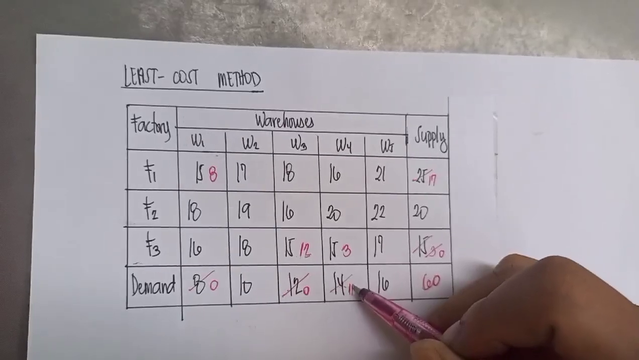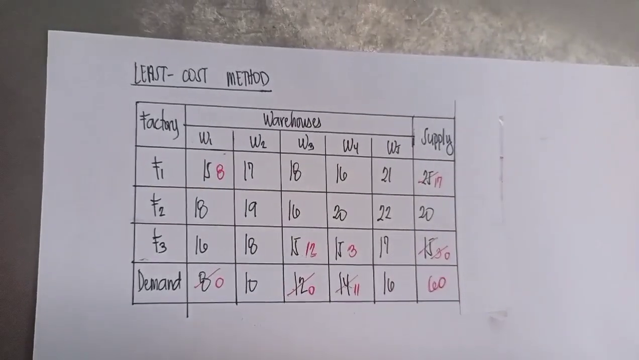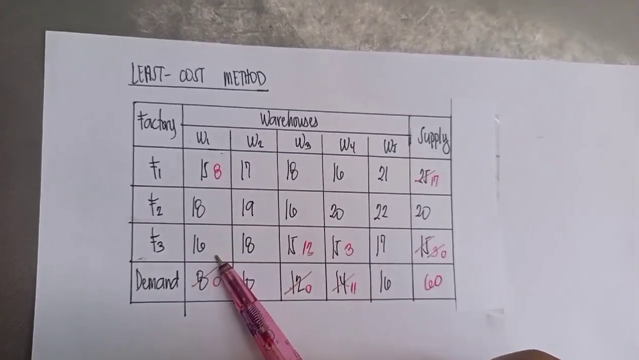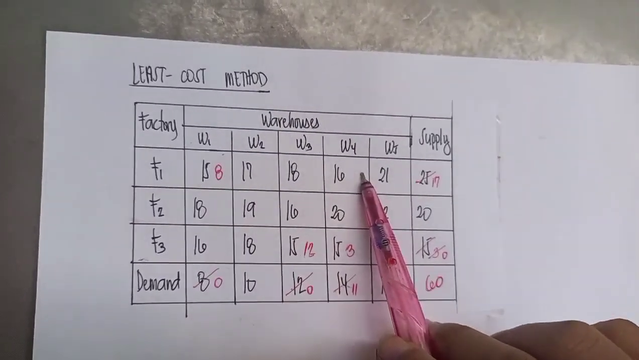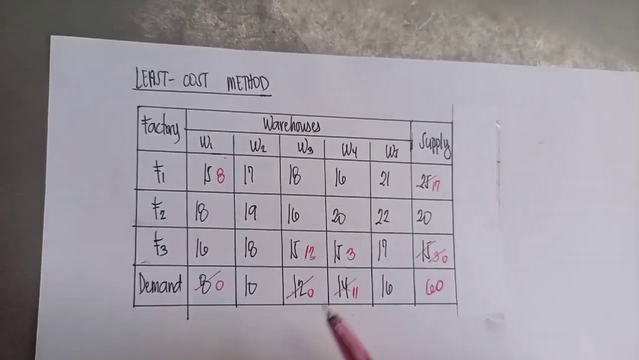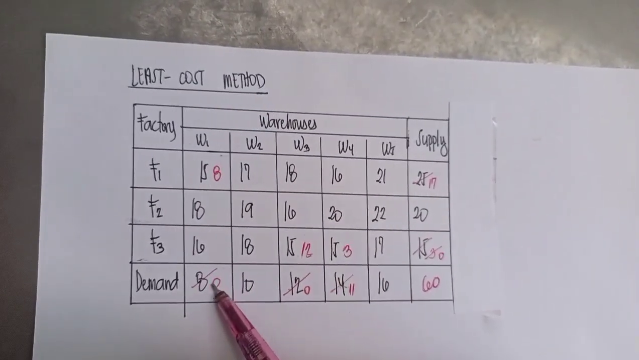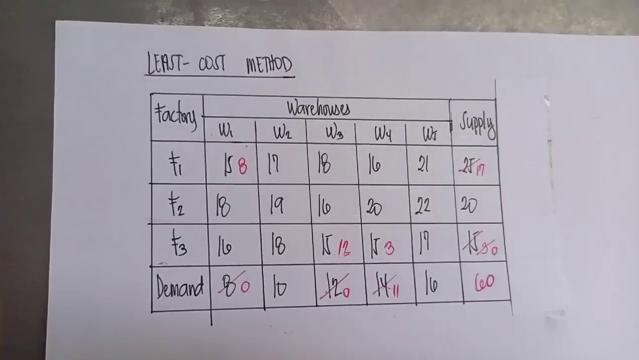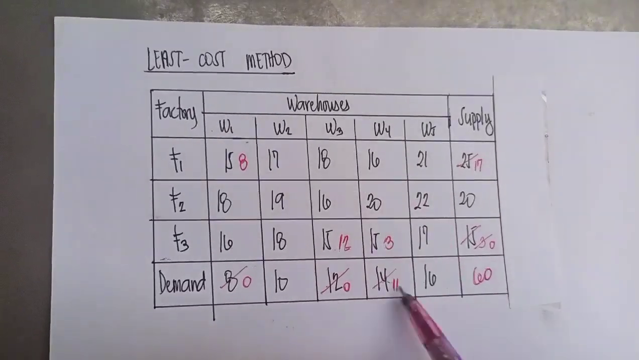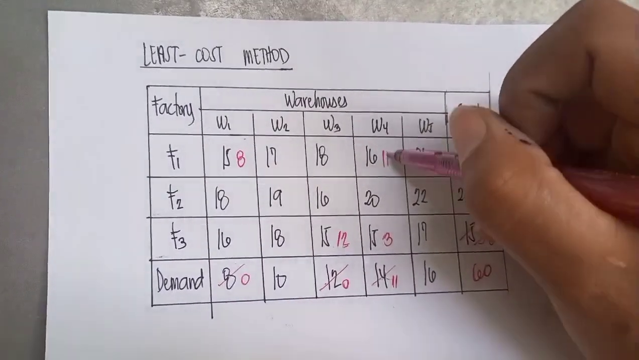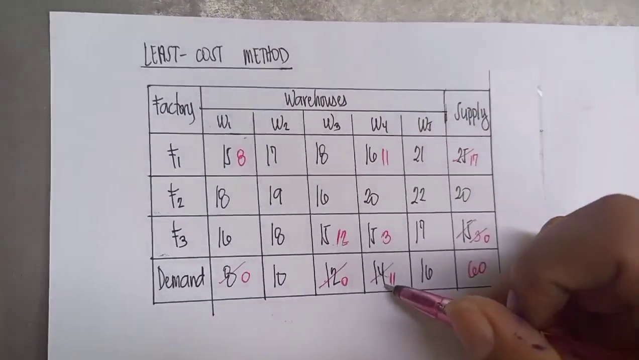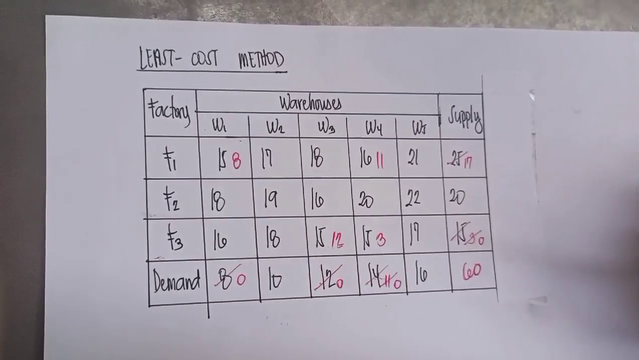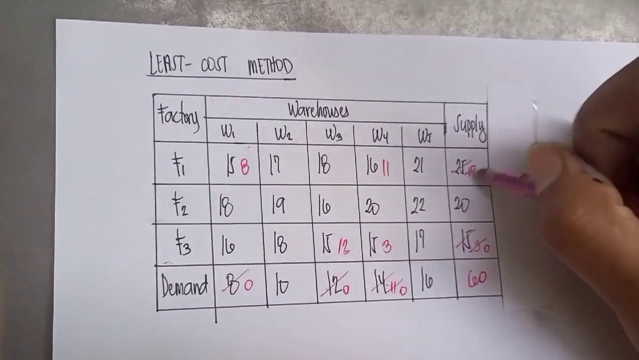Now, another minimum cost is 16. We also have 16 in F3W1. However, the demand for W1 and W3 is completed. So we will move to the remaining 16 in the cell F1W4. We will assign 11 to the cell and the demand of destination W4 gets fulfilled and only 6 units are left with the source F1.